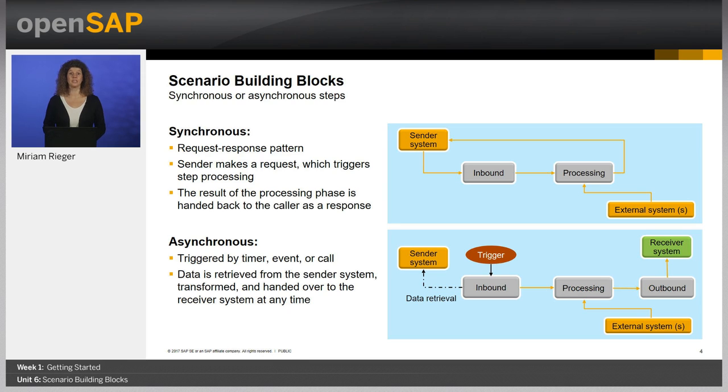Asynchronous communication is triggered by an incoming event, call, or by a timer. During the inbound phase, the data is retrieved from the sender system. The step processing may make calls to external systems to enrich the data. The data is transformed and passed to the outbound phase for the receiver system at any time.